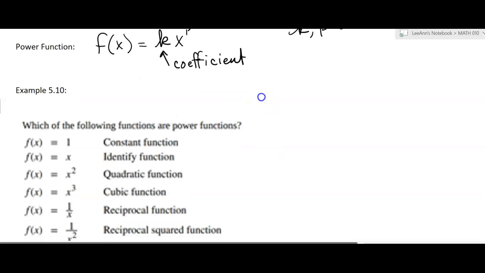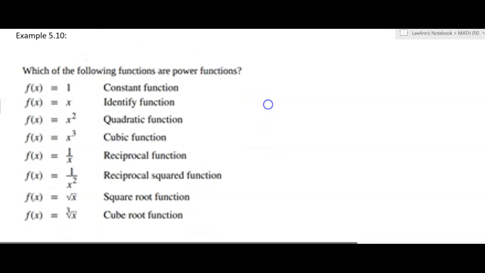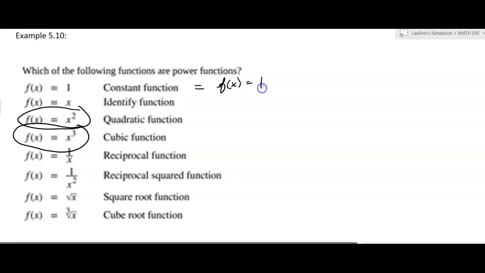Okay, so in example 5.10, it says, which of the following functions are power functions? Well, let's look at the obvious ones. This one's obviously a power function because it's 1x squared. This one's obviously a power function because it's 1x to the third. Now let's look at the constant function, f of x equals 1. They chose 1 as the constant. You could write that as 1 times x to the 0, and that fits the form. So, yeah, that can be a power function.